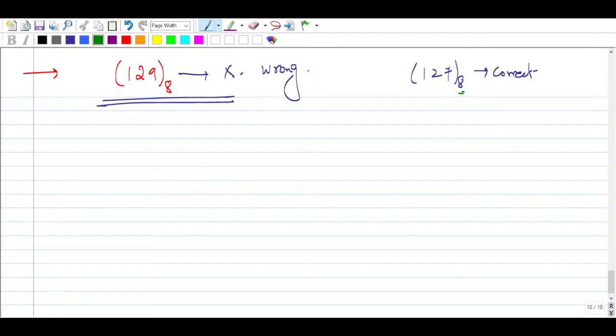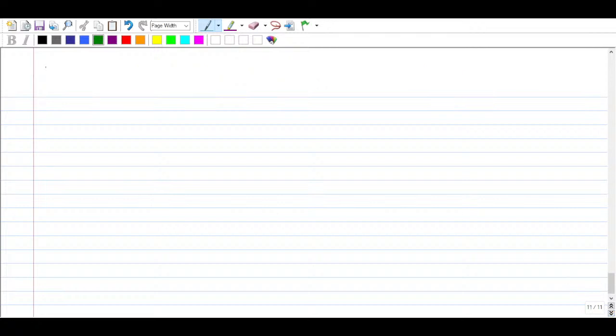You can also have base 5. Base 12 means 0, 1, up to A and B, and base 5 can also be there. So base 5, base 4, whatever base you want to talk about, you can. So number systems are called positional weighted systems. Let me go to the next slide and talk.